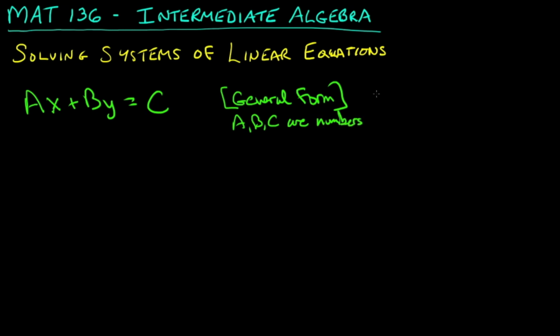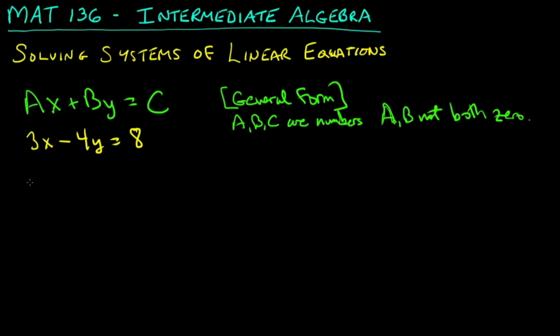And a and b cannot both be 0. And c could be 0, and either a or b could be 0, but not both. A good example of that might be 3x minus 4y equals 8. So a is 3, b is negative 4, and c is 8. So this is one example of a linear equation.